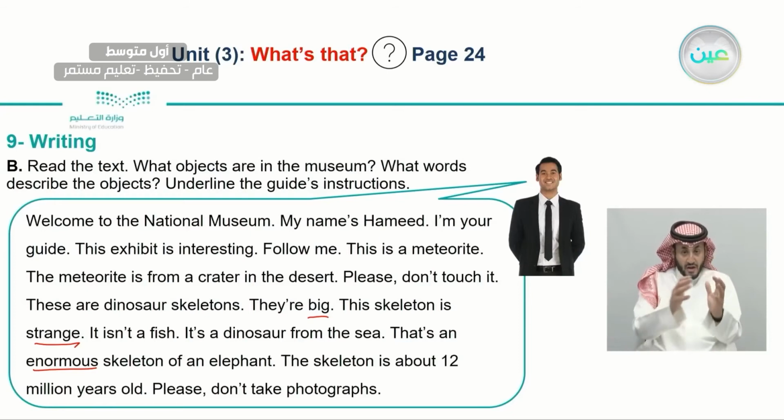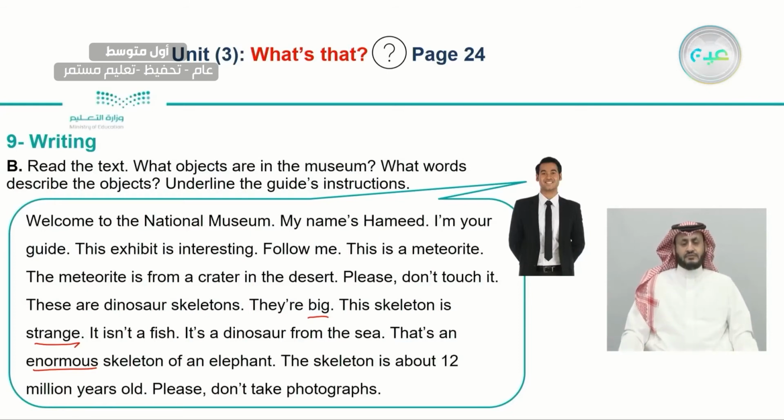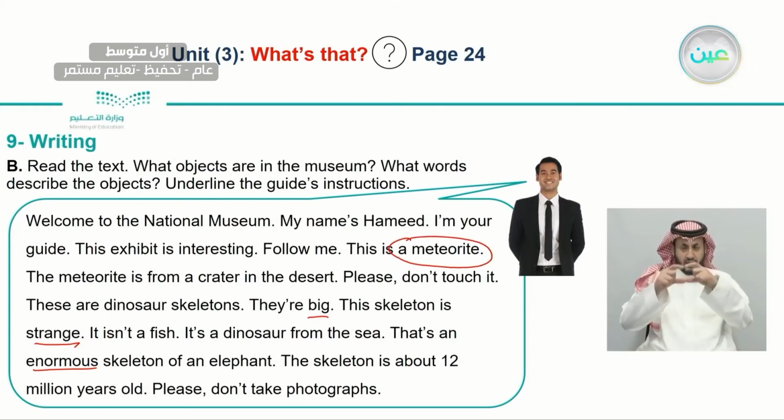Welcome to the National Museum. My name is Hamid. I'm your guide. This exhibit is interesting. Follow me. This is a meteorite. Good job. Just circle that item. Okay? Did you notice that? What happened here? It's the first time we read this word, so we used the indefinite article "a".